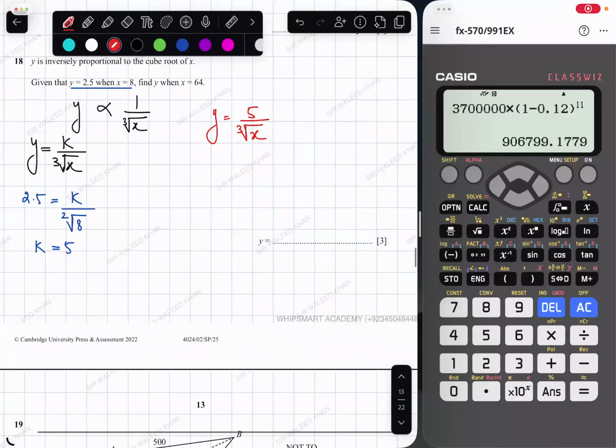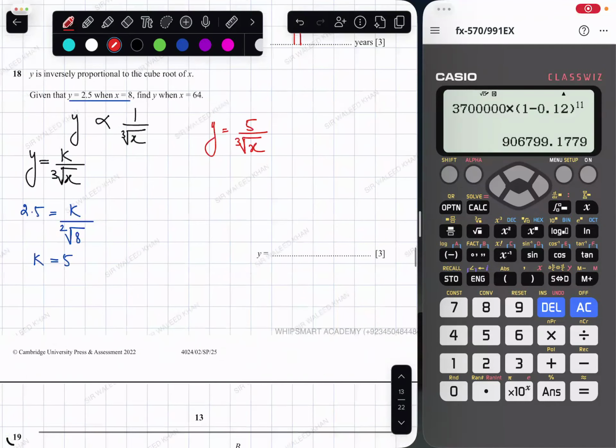And now, which value do I have to find? We have to find the value of y when x is 64. So let's just plug it in. y is equal to 5 over cube root of 64. And we know that cube root of 64 is 4. So 5 by 4 is 1.25.